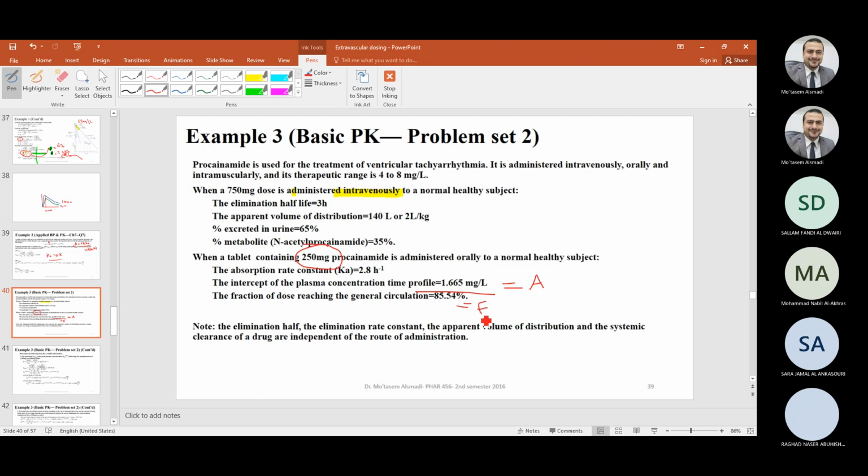So as I described before, the parameters that we got from intravenous bolus dosing can be applied also in the oral, because these are disposition parameters. They are dosing route independent. They are not affected by the dosing route, right? Right.